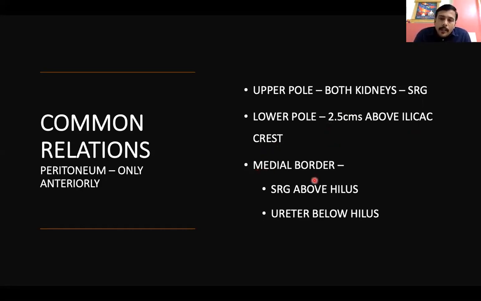Coming to the medial border, the medial border of both kidneys will have common relations. That is the corresponding suprarenal gland above the hilus, and the beginning part of the ureter below the hilus.